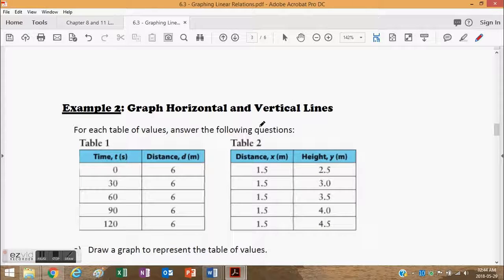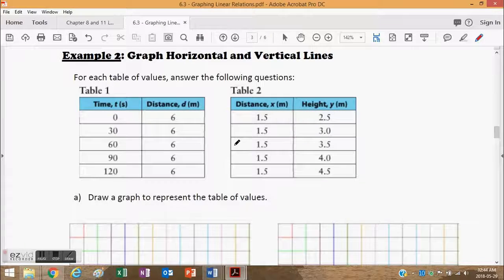Example 2, we're going to graph some horizontal and vertical lines. These are the easiest graphs you're ever going to do, okay?